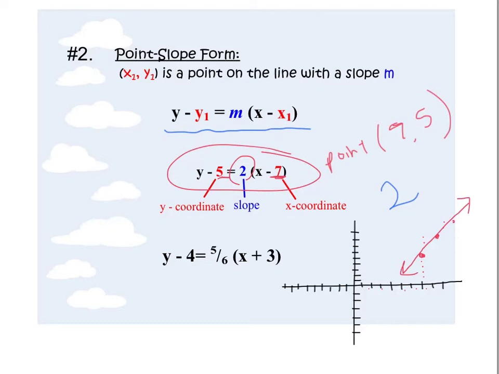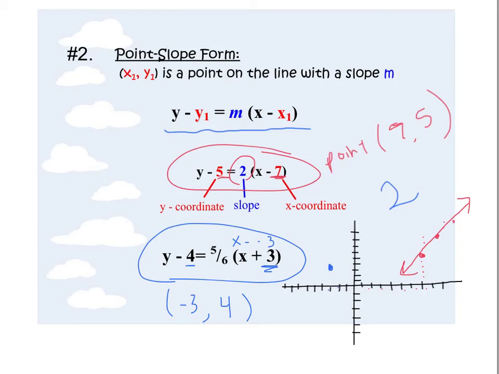If I looked at my second line down here, the y-coordinate is the 4, and the x-coordinate, though, this does not say x minus the number. This says x plus. So you have to think of this as x minus a -3, because minus a negative would make positive. So the x value here is -3. And we're going to try to graph the point -3, 4. 1, 2, 3, and up 4.